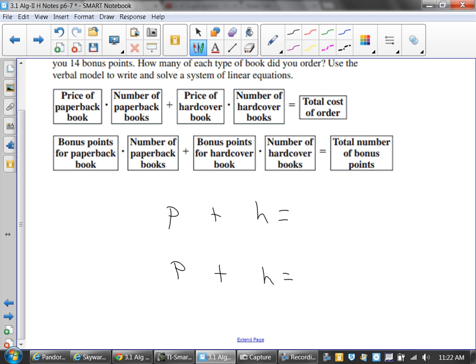If you look at the bonus points one, what was the total amount of bonus points you earned? 14. All right, how many points do you earn per paperback? 2. And then the other one is? 4. Okay. Now, on the other one, you're talking about total cost. I got scrunchy face, you okay? Yeah. All right. Total that you spent was $60.75. You agree? Yeah. All right. How much was a paperback? 6.95.